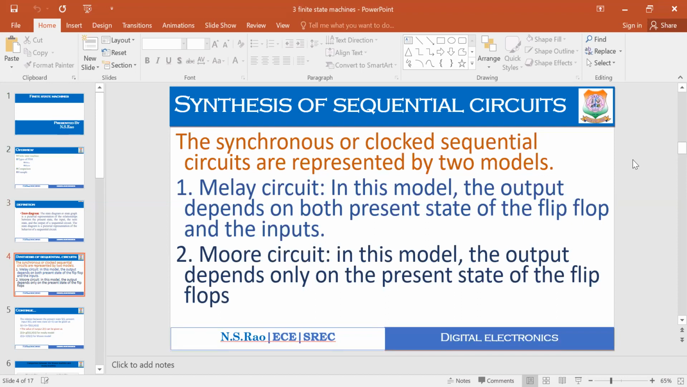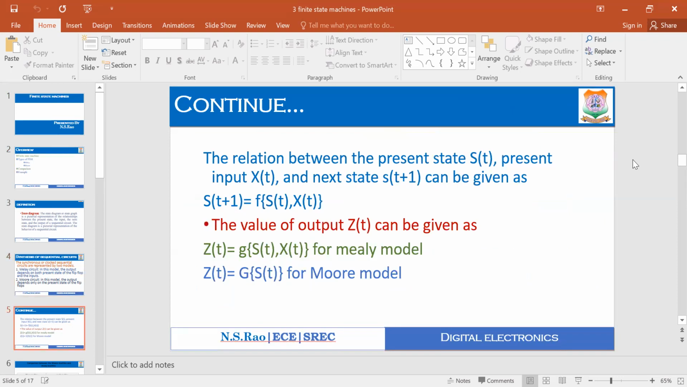First of all, we are going to discuss the Mealy circuit and Moore circuit. The definition of the Mealy circuit is, in this model, the output depends upon both the present state and input of the flip-flops. Whereas in Moore, the output depends upon only the present state value, not on the input values. In equation representation, Z of t, that is the output, is a function of present state and also input value in the Mealy machine. Whereas in the Moore machine, the output is a function of only the present state.